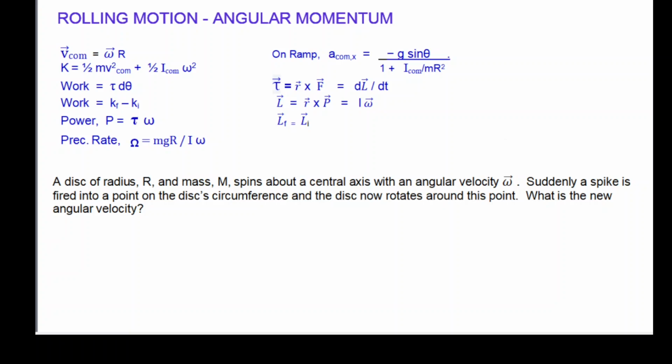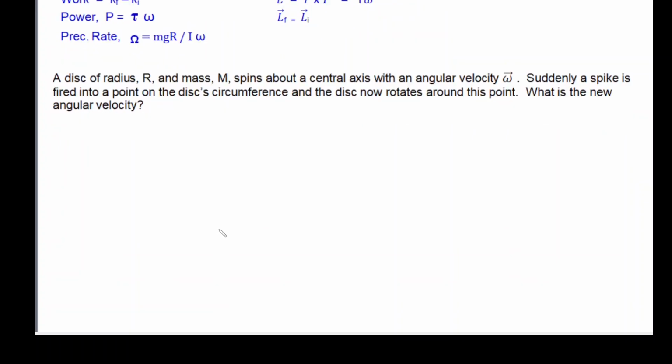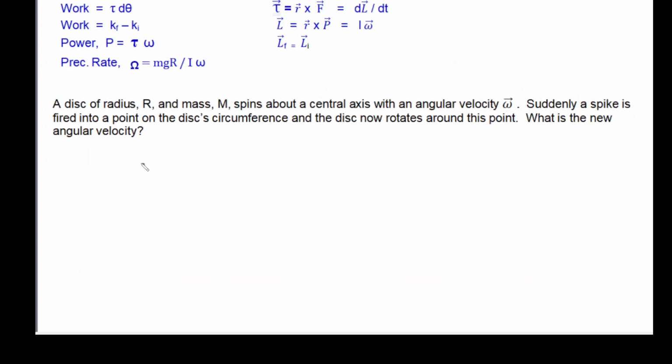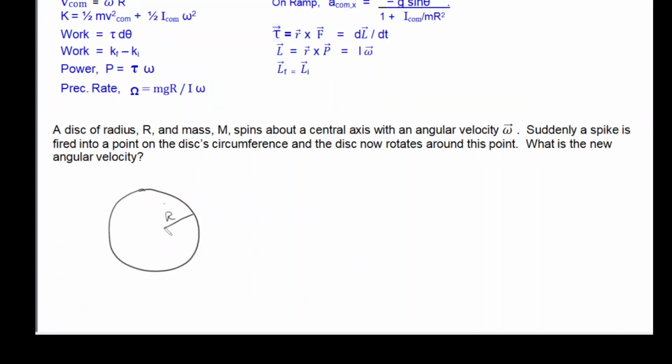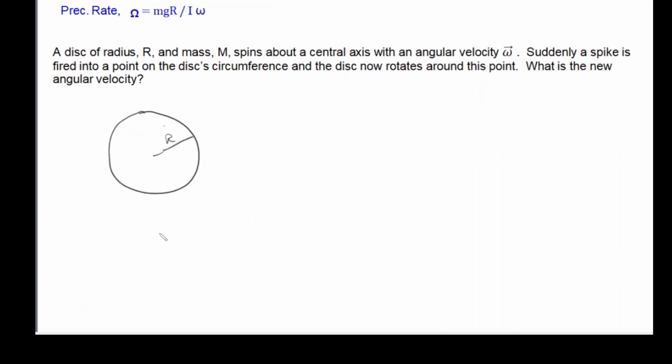So let me diagram this to explain what's going on. We have a disk, radius r, and it's rotating through a central axis at the center of mass. We'll call that C, with angular velocity omega.